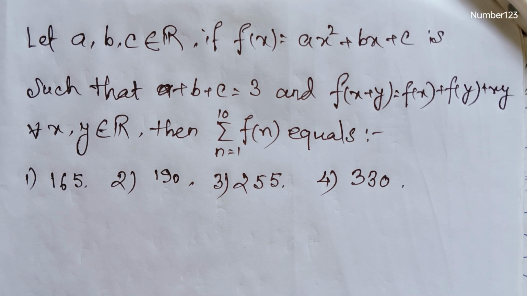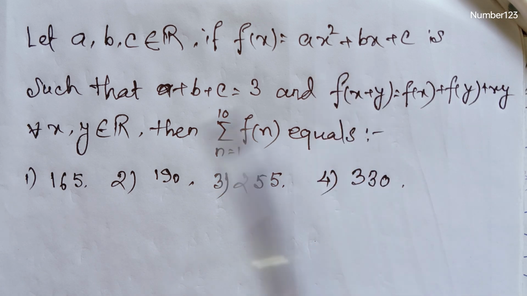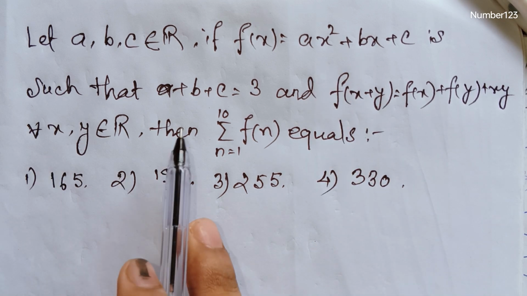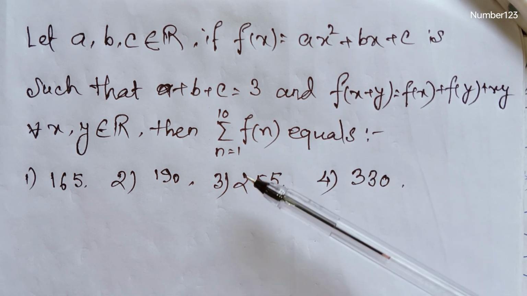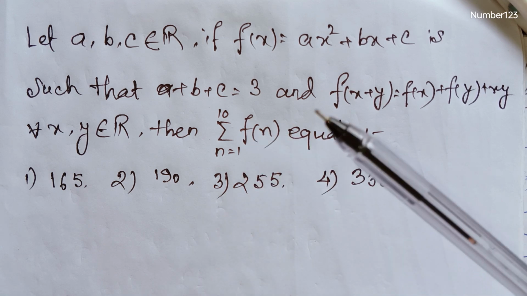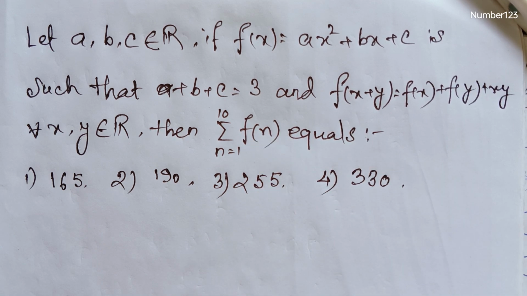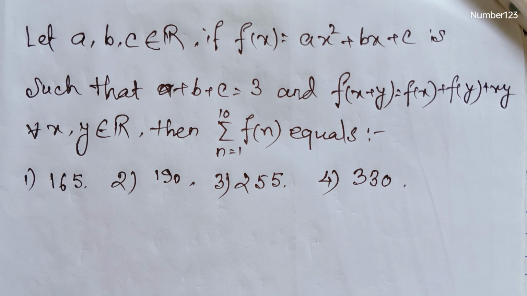So see the question. Let a, b, c belong to R, if f(x) = x² + bx + c such that a + b + c = 3 and f(x + y) = f(x) + f(y) − xy for all x, y belonging to R, then find the value of the sum for n equal to 1 to 10 of f(n). The five options are 165, 190, 220, 255 and 330. So how to solve this question?